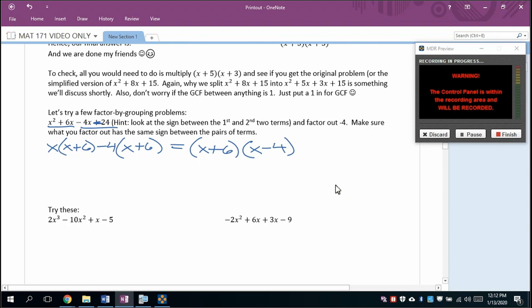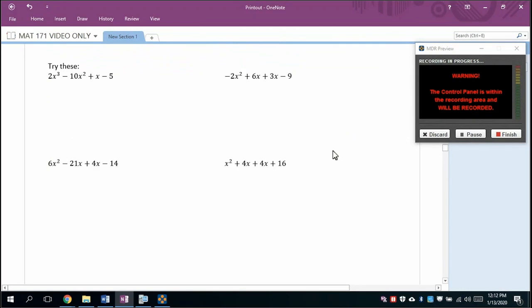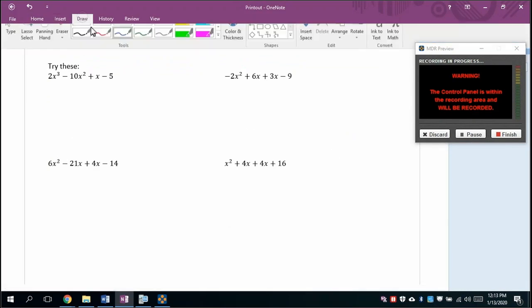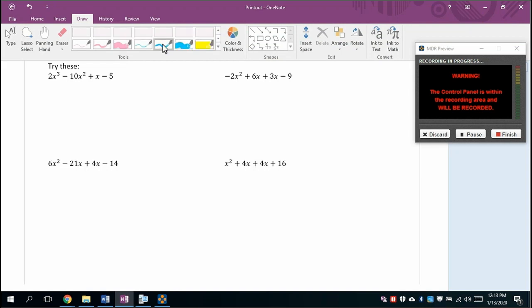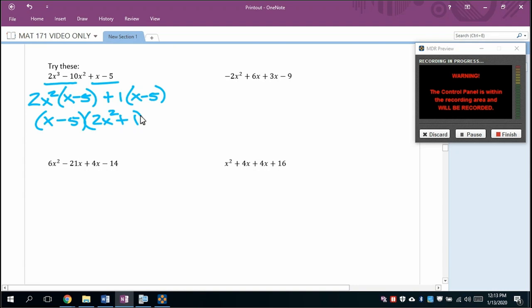Now, you'll see examples in class. I'm going to go through this. Now, if I want to do these using factor by grouping, all I got to do is take out the greatest common factor of the leading terms for these first two. It is going to be 2x squared, which gives us x minus 5. Now, for the last two, there's nothing I can take out, so it's just going to have to be a 1. So we have x minus 5 times 2x squared plus 1.